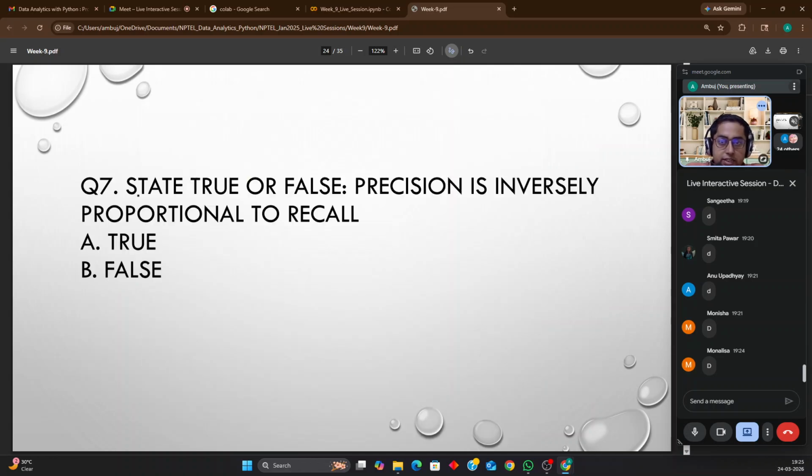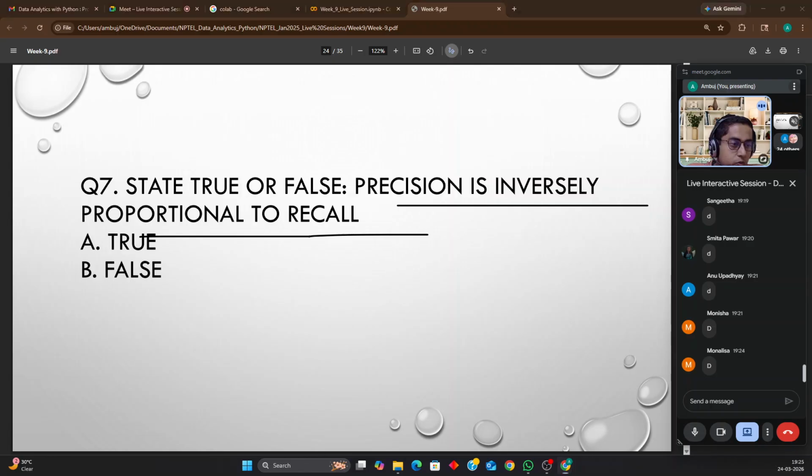Now, next question, state true or false. Precision is inversely proportional to recall. Okay, that is the question. Try to give your opinions whether it will be true or not.